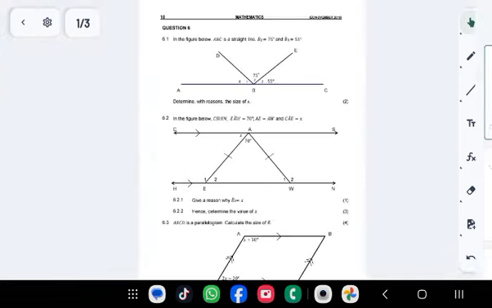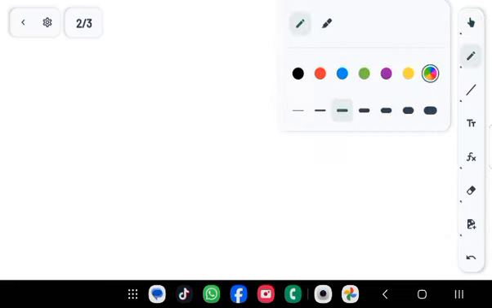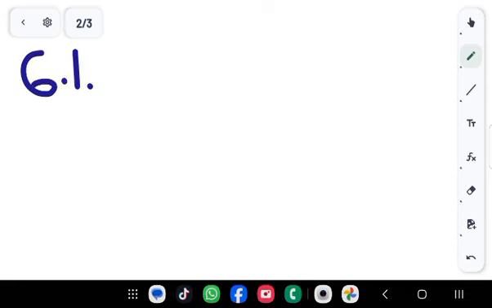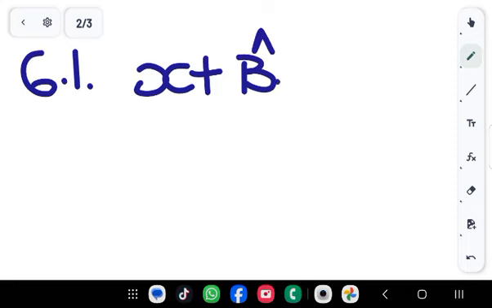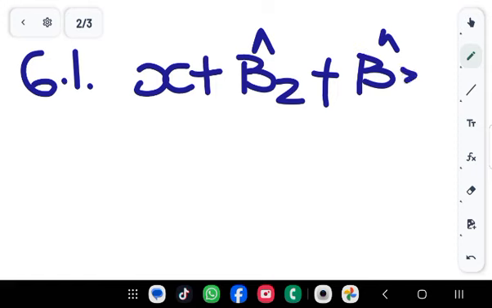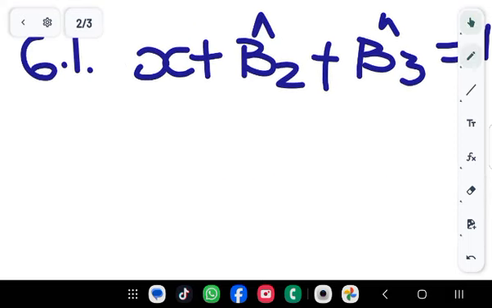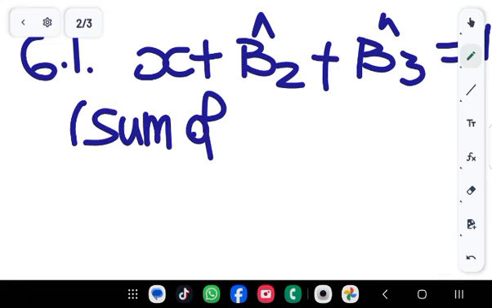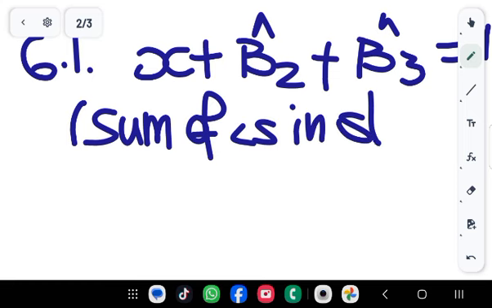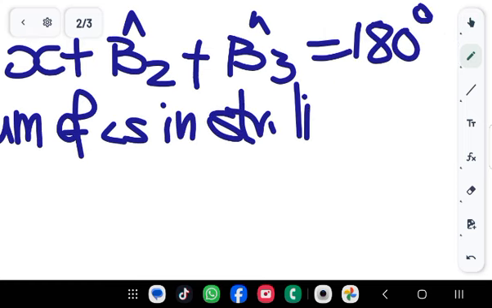Now this one becomes very easy. We know that the sum of angles in a straight line add up to 180 degrees. So that's the premise we're going to use. We know that x plus angle B2 plus angle B3 will add up to 180 degrees, and the reason for that is sum of angles in a straight line. That's how you write that.